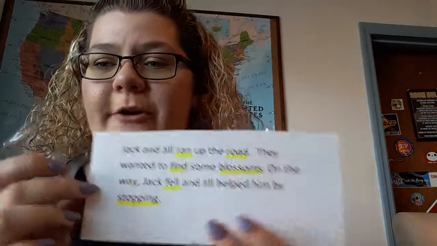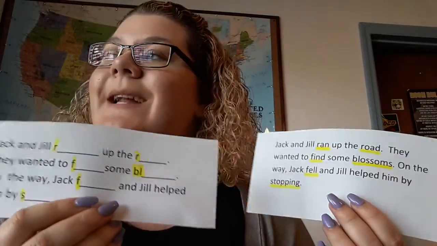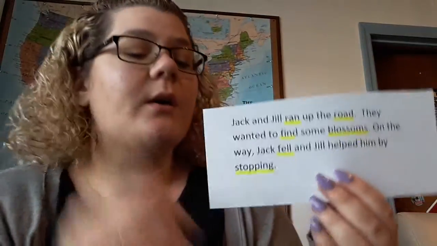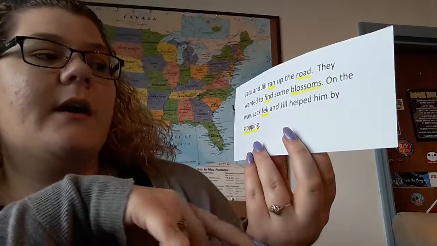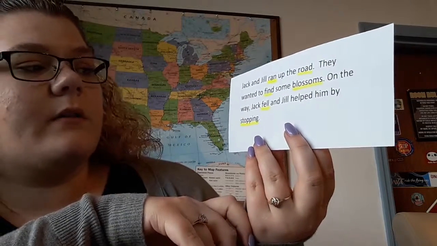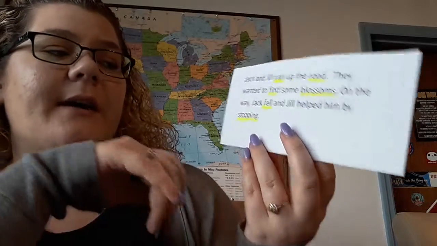And then the last step is to show them the completed paragraph. In theory, you're not supposed to have them highlighted because the kids are supposed to notice that. I just did that for the sake of this video. So the full paragraph is, Jack and Jill ran up the road. They wanted to find some blossoms. On the way, Jack fell and Jill helped him by stopping.